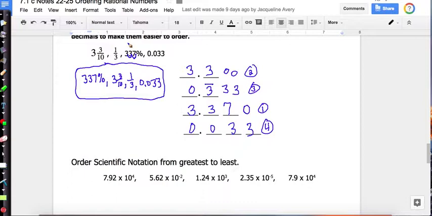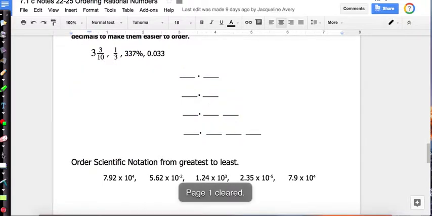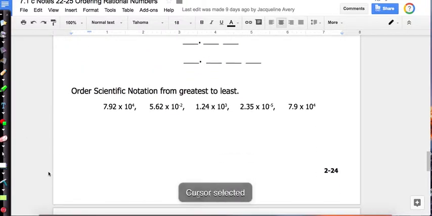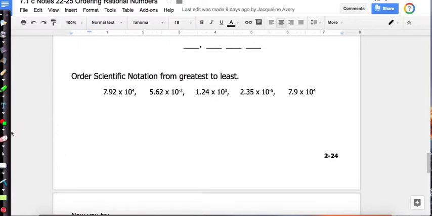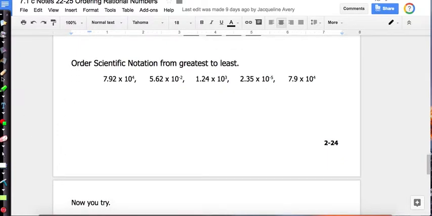Okay. So the next part is order scientific notation from greatest to least. So remember, when we compared and ordered scientific notation, all we did was look at the exponent to tell which one's the greatest and which one's the least. So we have 4, -2, 3, -5, and 4. So which is the greatest exponent there? Hopefully you were thinking 4, so we've got a tie here. So we have 7 and 92 hundredths, and 7, if I add a 0, it's 7 and 90 hundredths.